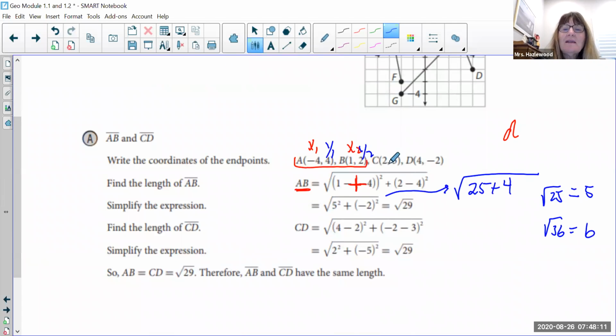So now I'm just going to do the same thing with my C values. I'm going to say 4 minus 2, and that is 2 squared. And then a negative 2 minus a negative 3, and that's a negative 5 squared. So once again, this is 4 plus 25, which is radical 29. So AB is equal to CD because they're equal to radical 29. And then that's my statement. Therefore, segment AB and segment CD have the same length.